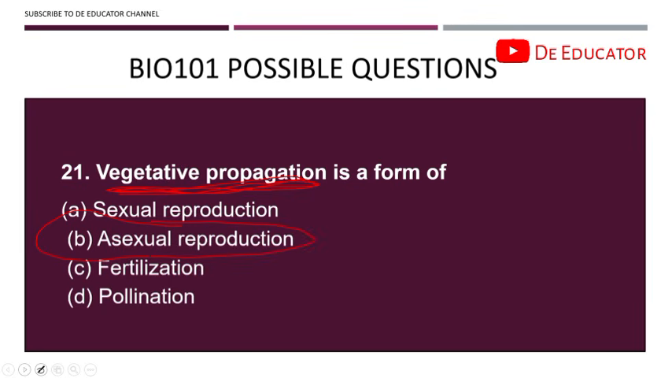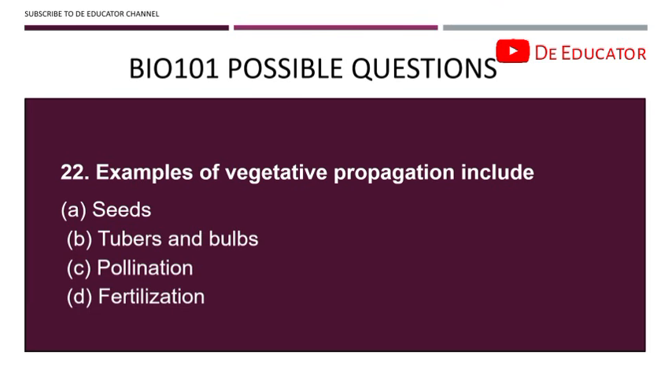All of these things have been explained in the crash course file. The types of vegetative propagation, you should know everything. Examples of vegetative propagation include tubers and bulb. Tubers like yam, potato, bulb like your onions, right? Seed, pollination, fertilization, all of these include what? The sexual reproduction in plants.